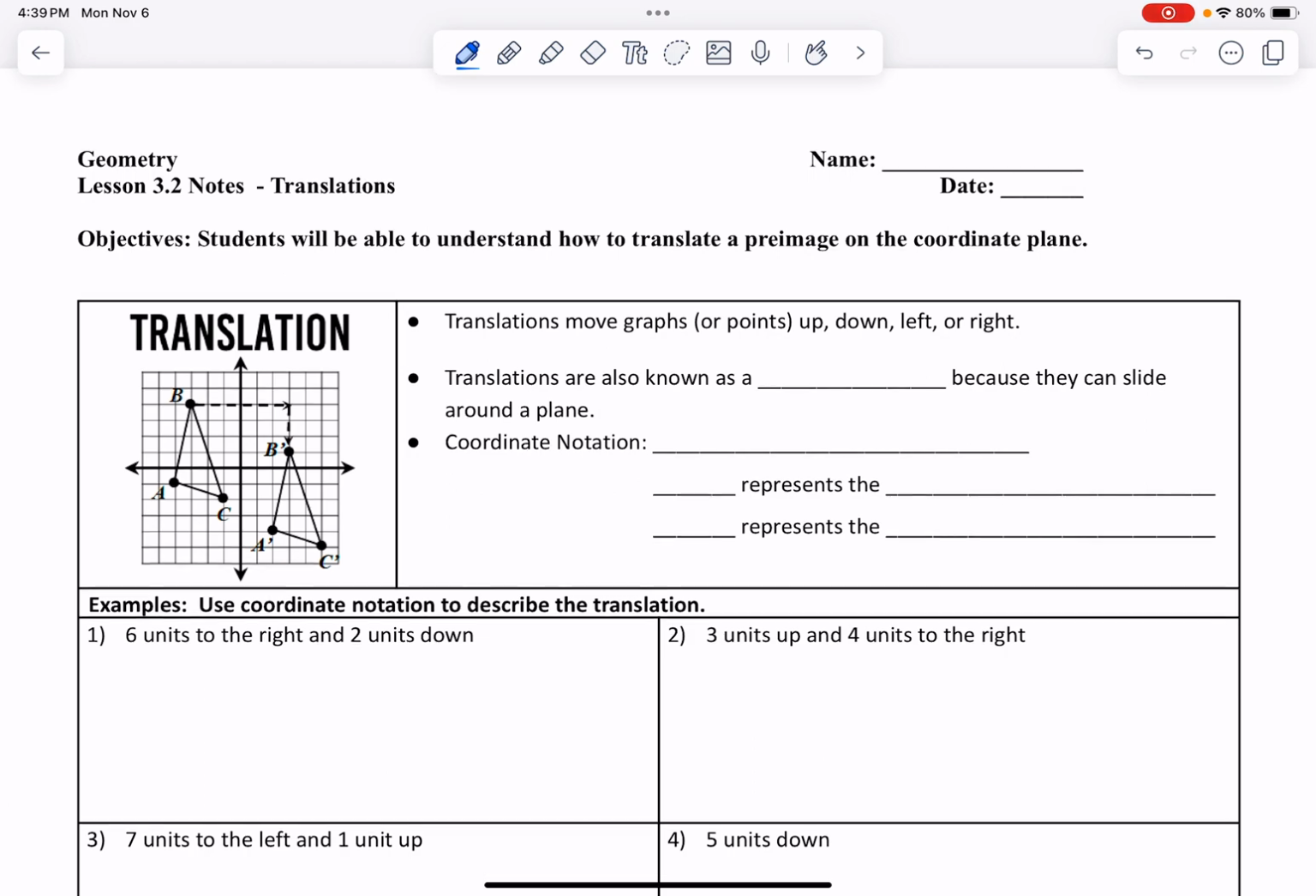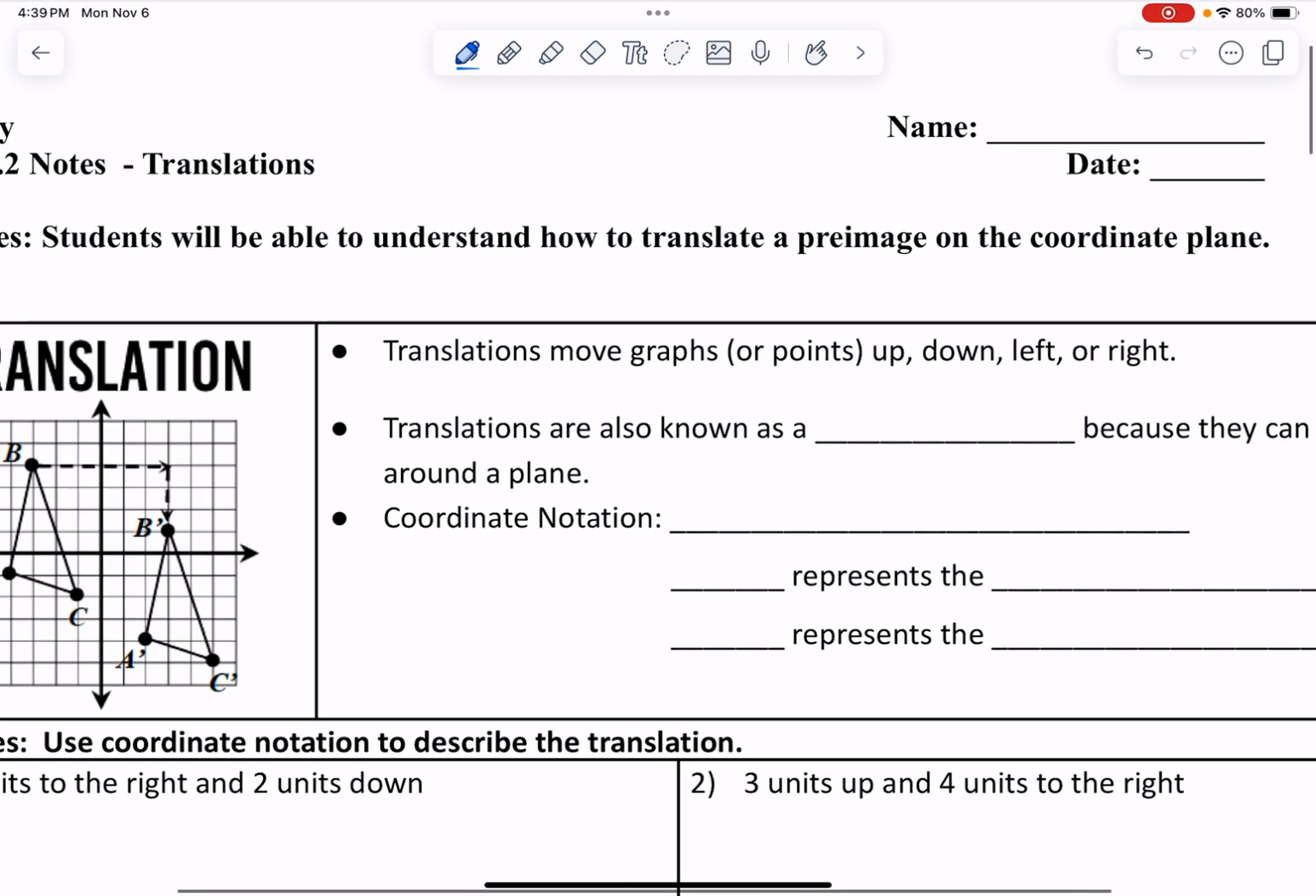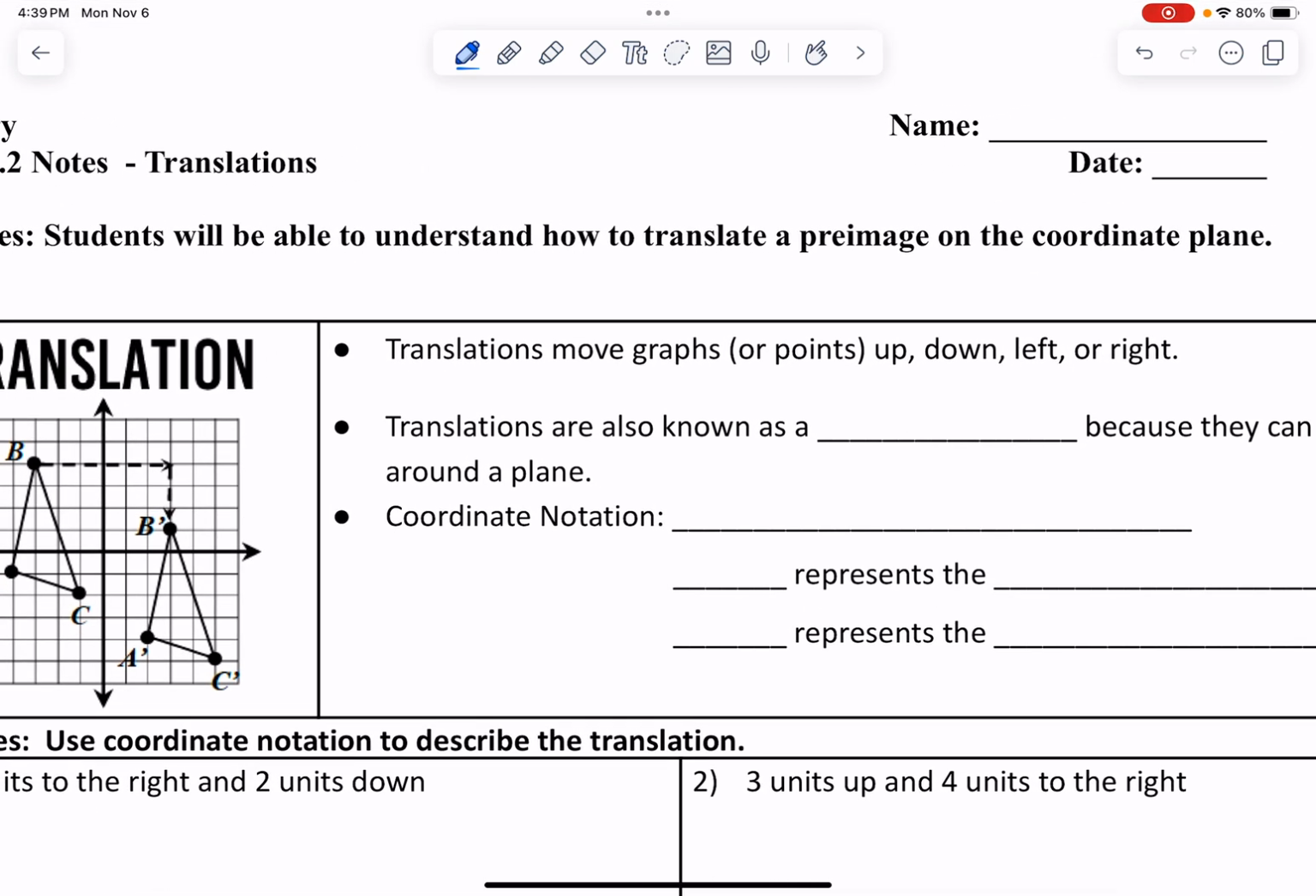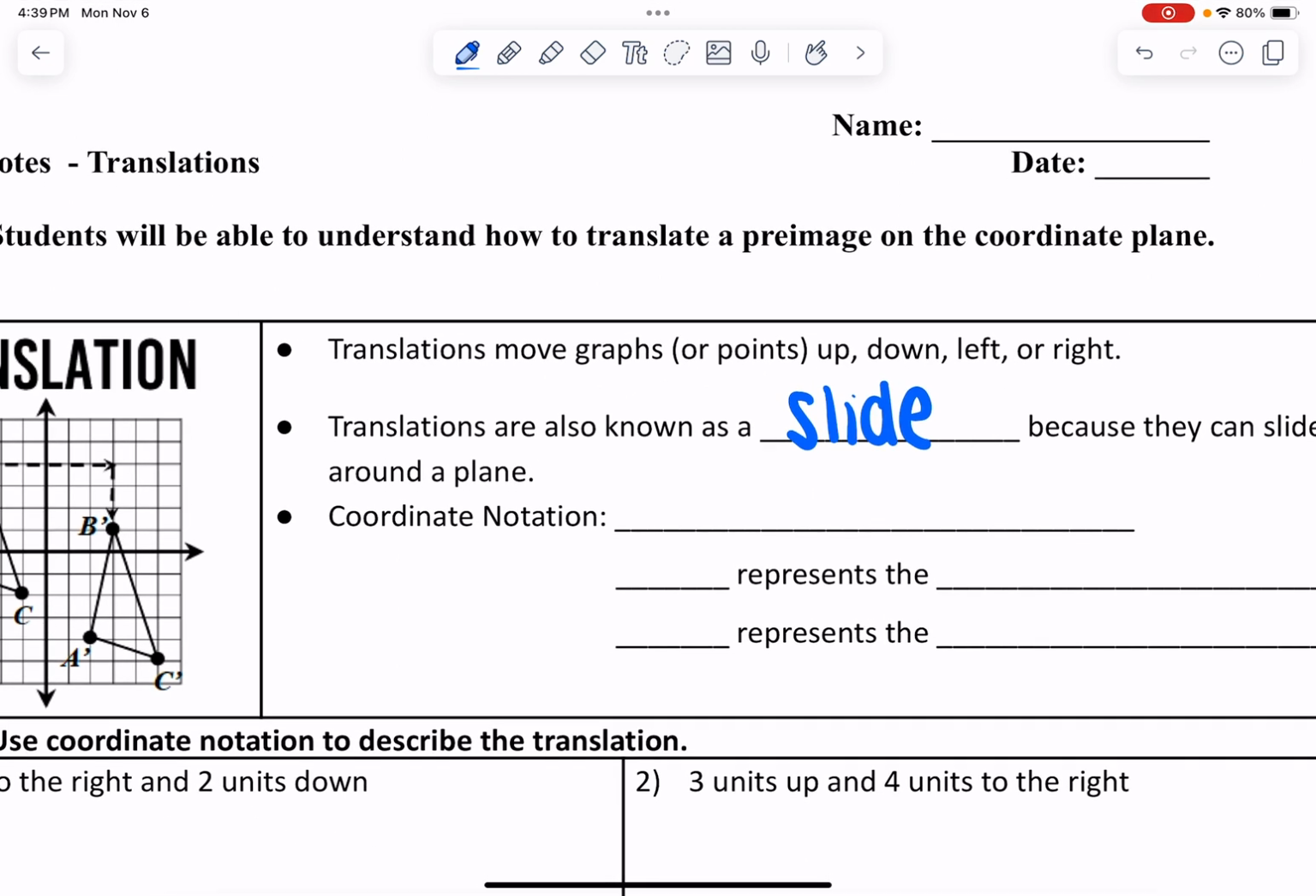When you talk about translation, it's basically moving the graph up, down, left, or right, okay? Translations are also known as a slide, because you're sliding it around. Because of that, we're going to use something called coordinate notation to represent how we use the translation.